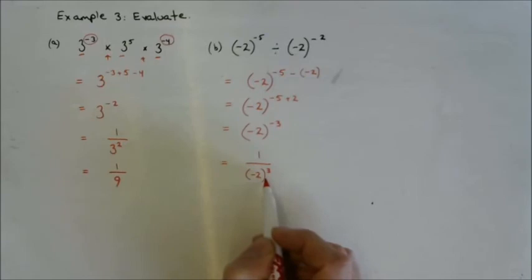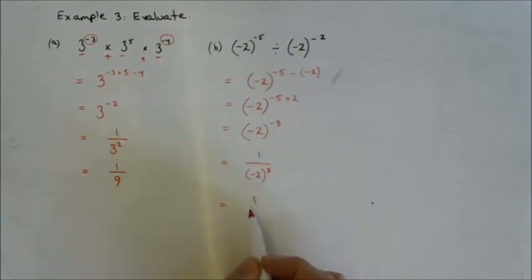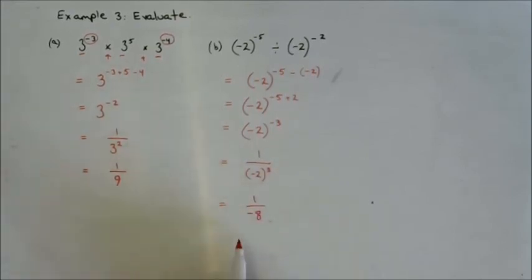And -2 to the power of 3 is -2 times itself 3 times. Well, 2 to the power of 3 is 8. And we have 3 negative factors, an odd number of negative factors. So we're going to have 1 over -8. And again, we wouldn't keep our negative sign in the denominator. We would rewrite this as -1/8.